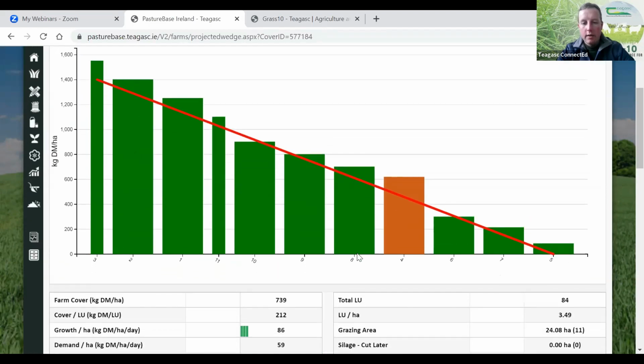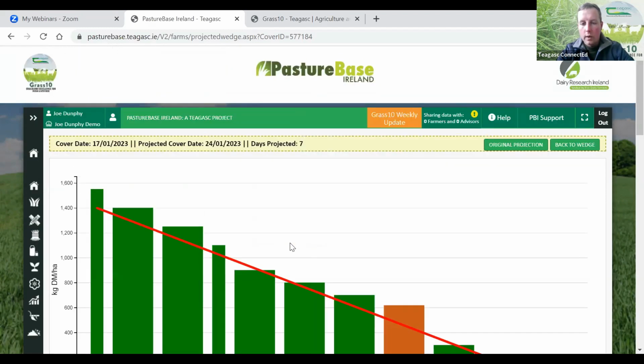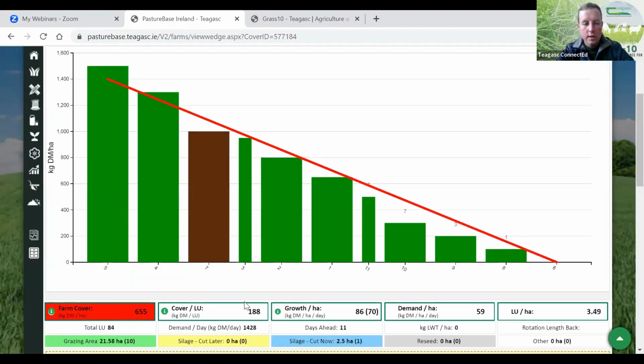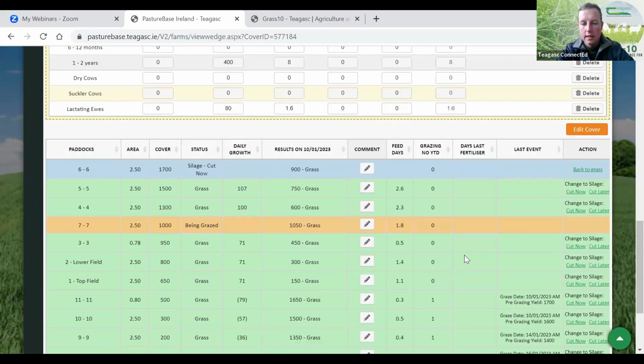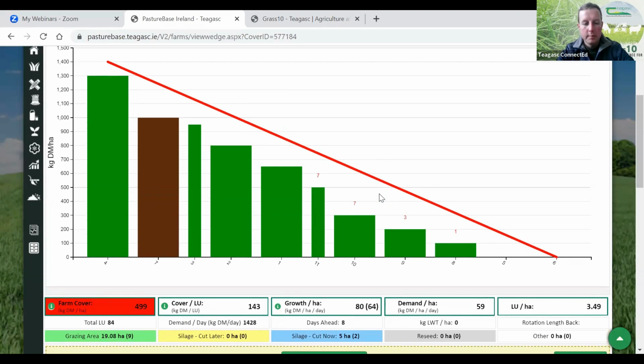So even if the growth rate remains high, the farm cover is still going to build over the next week. So what I could do here is actually I might go out and take out another paddock. Just one more, and I'll run myself tight this week, and maybe I'll drop it closer to 160. Okay, so I'll go back down here and I'll put this to silage cut now, and I'll scroll back up.